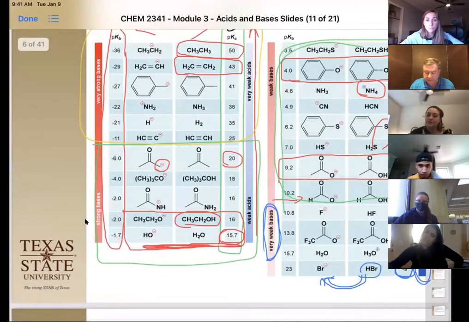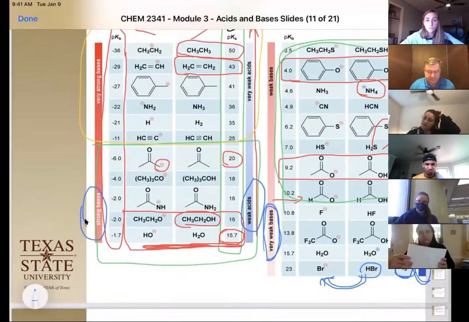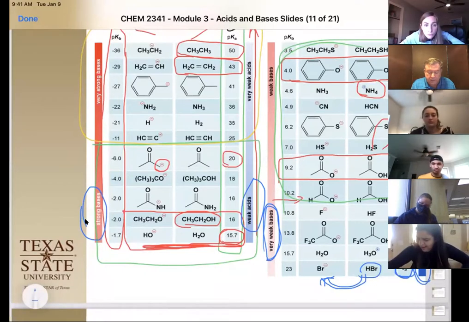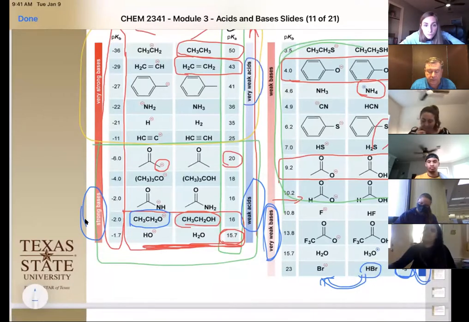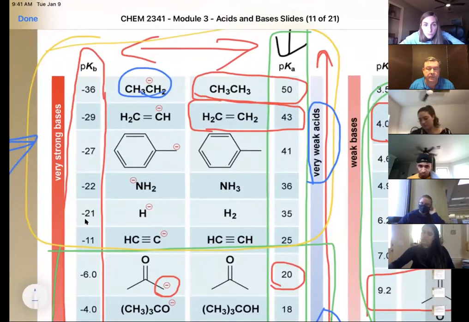Now let's take this up again. Our weak acids right here become strong bases. So things like water to hydroxide: hydroxide's a strong base, right? We do the same thing with alcohol. We remove the proton from alcohol, and it's a strong base. But look what happens when we have very weak acids. We end up with very strong bases, which means once we pull that hydrogen off of a hydrocarbon, it will try to react with everything in sight because it's such a strong base.